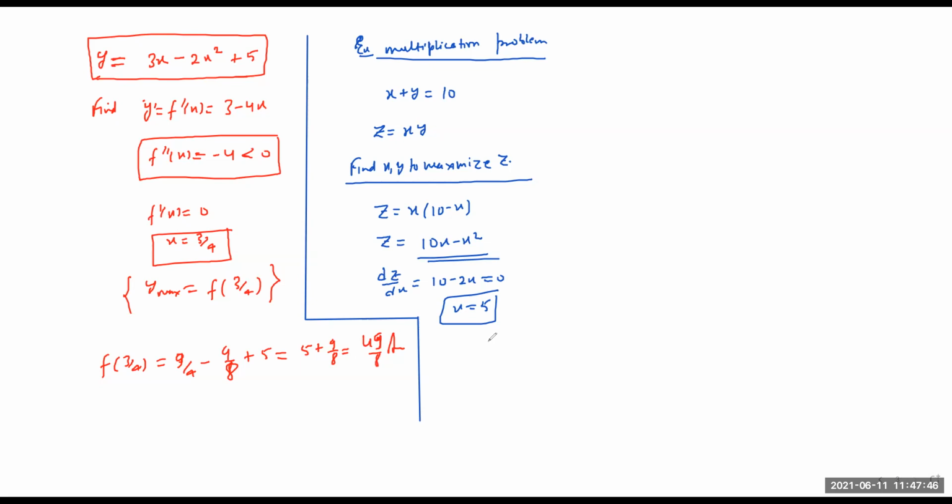It's something very interesting that you should remember: if the sum of two numbers is constant, the product will be maximum when the numbers are equal. Can you repeat? If the sum of two numbers is constant, then their product will be maximum if the numbers are equal. I'll just put it here. Don't worry.